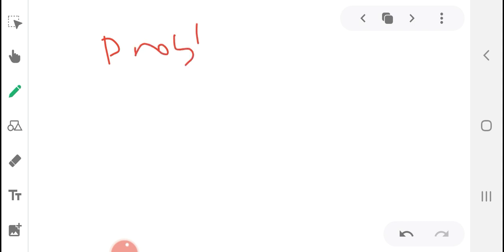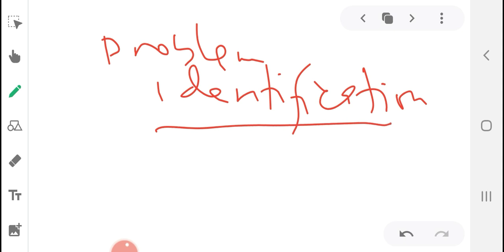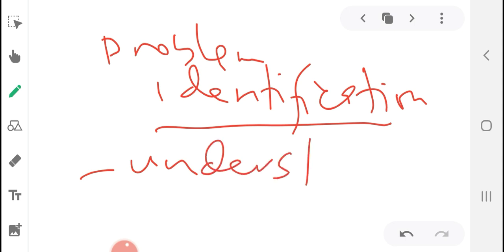Now let's talk about problem identification, the first step. The first step in the problem solving process is to understand what kind of problem exists. So you have first to understand the problem.